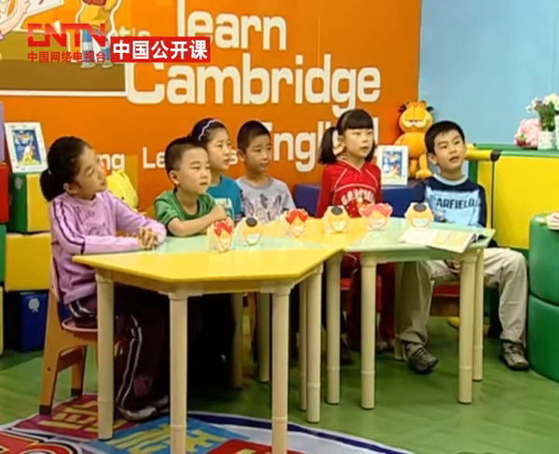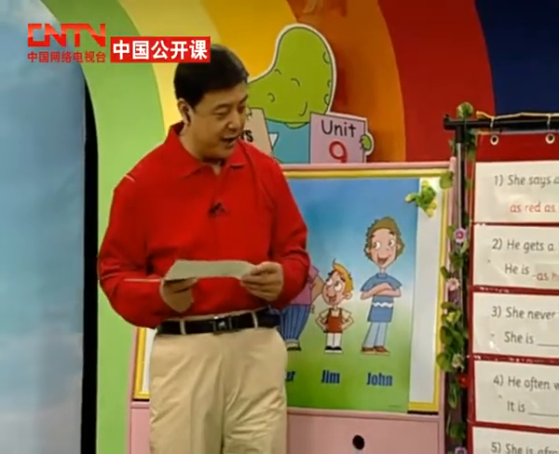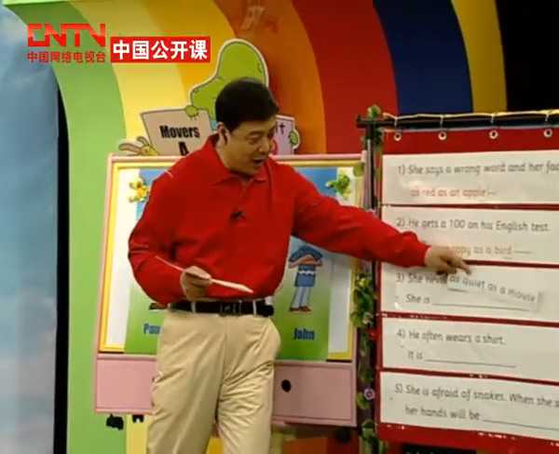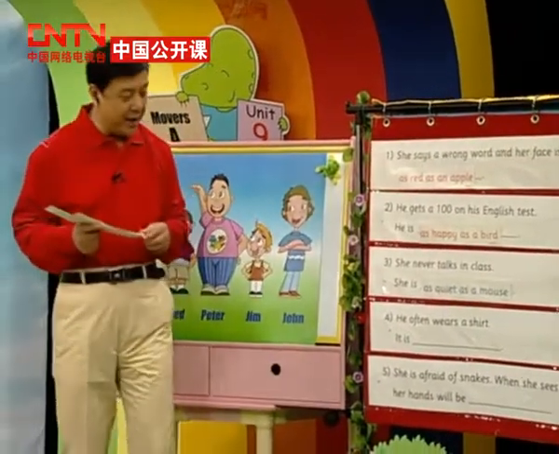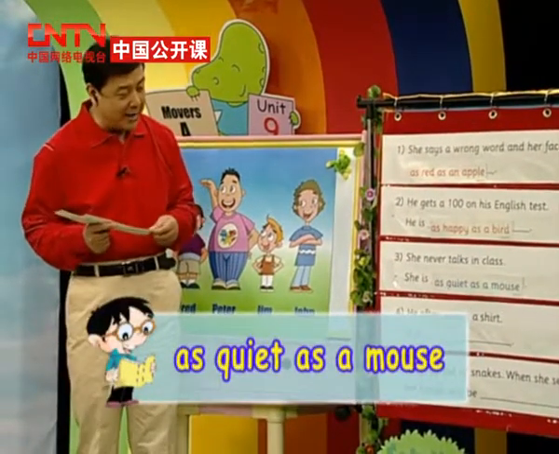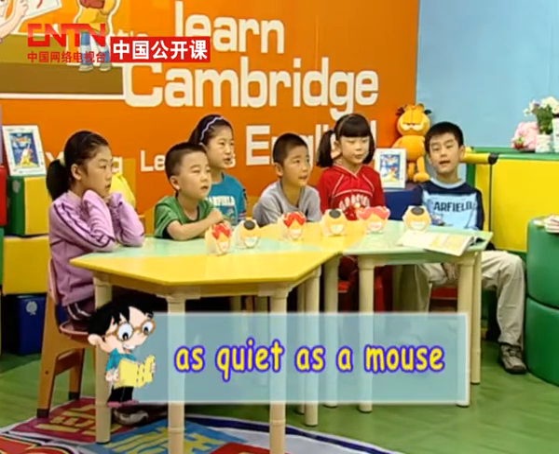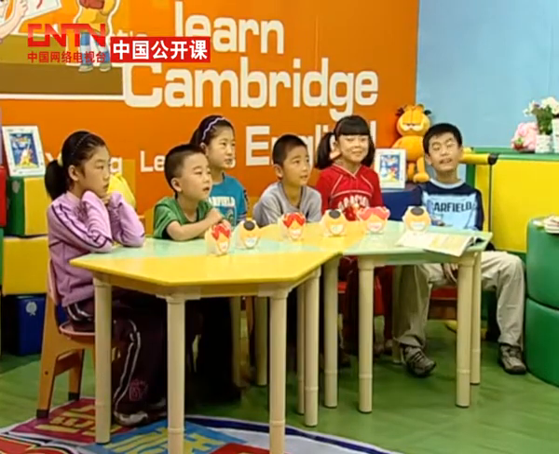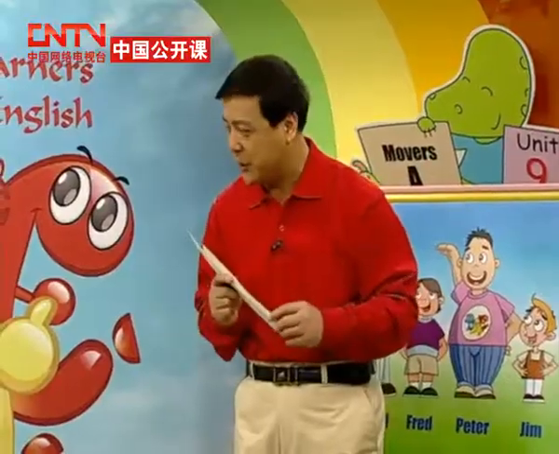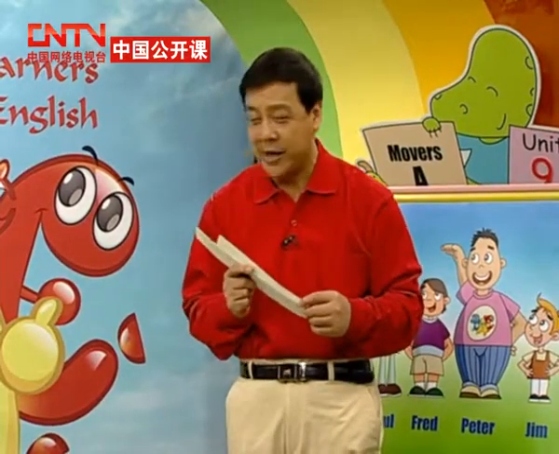So, as happy as a bird. Now, let's look at this one. She never talks in class. She is as quiet as a mouse. Who is as quiet as a mouse? 安静的躲在一个地方，不敢动。As quiet as a mouse.